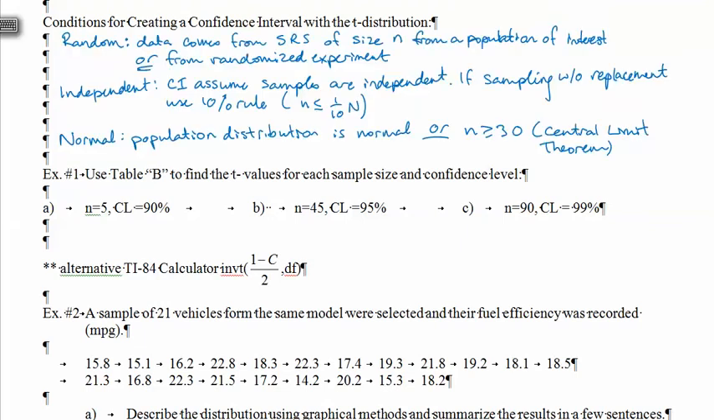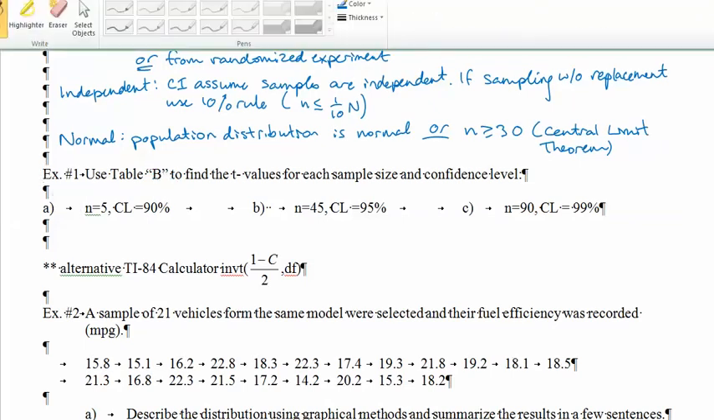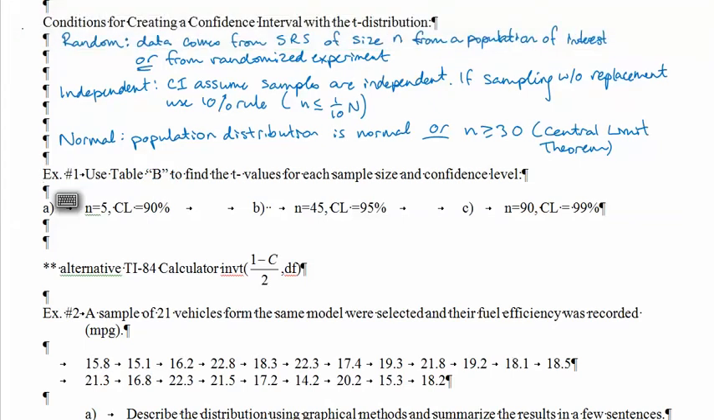So we're going to look at an example. We're going to use table B, and we're going to find the t-values for each sample size and confidence level. In part A, n equals 5, so we need to look at where our degrees of freedom are, and it's 5 minus 1, or 4. And so now we're going to use the t-table, and I'll just pop that up.